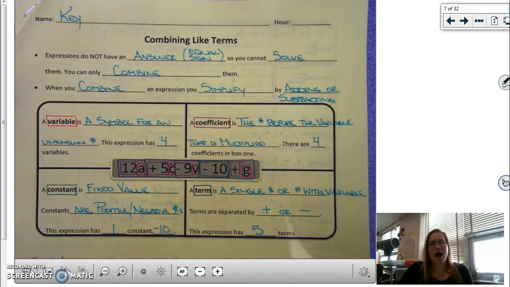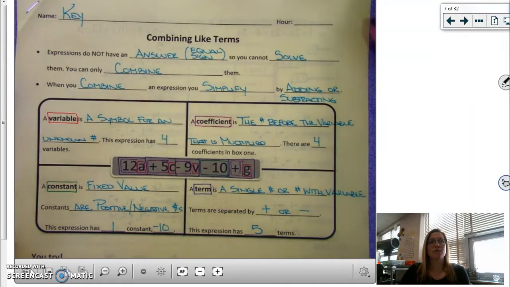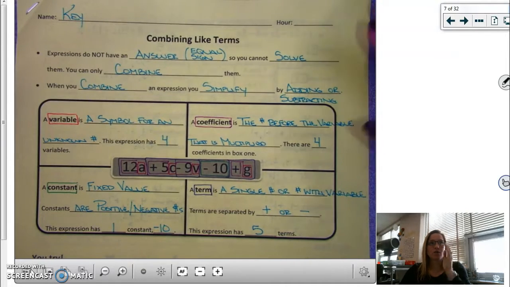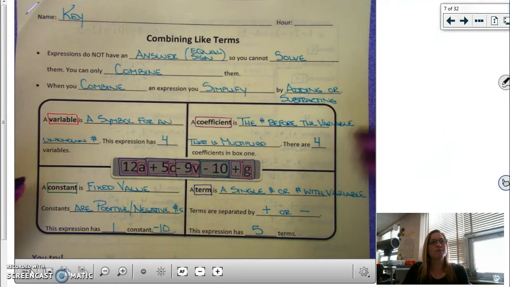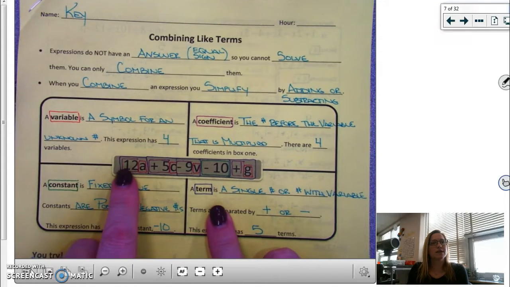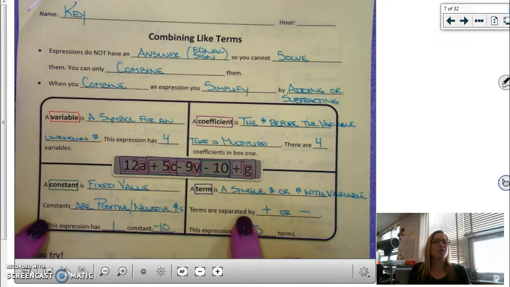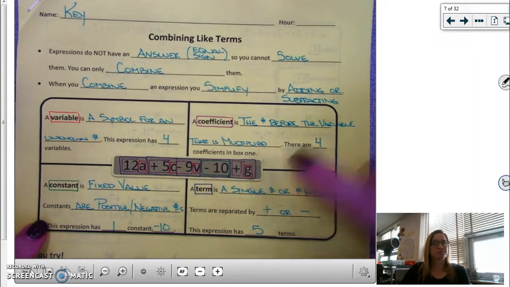Hi everyone. Today you're going to finish up your combining like terms notes. So before we begin, let's take a quick look at what was covered yesterday. Yesterday we really hit hard on the vocabulary, reviewed variable, coefficient, constant. Our new vocab word was term, and we identified all of those vocabulary words within our expression.